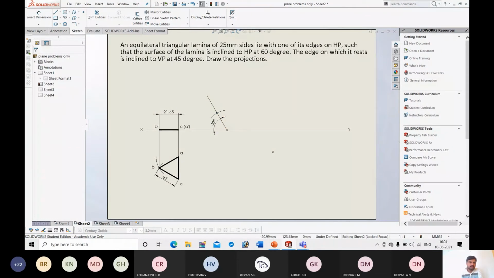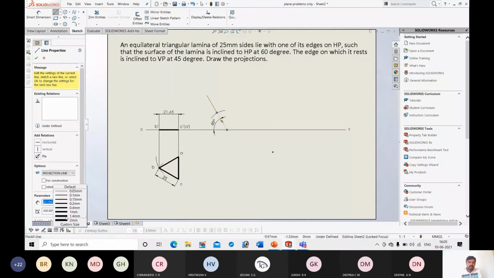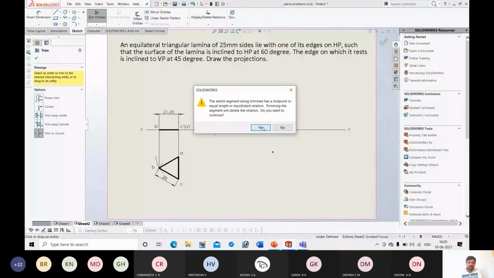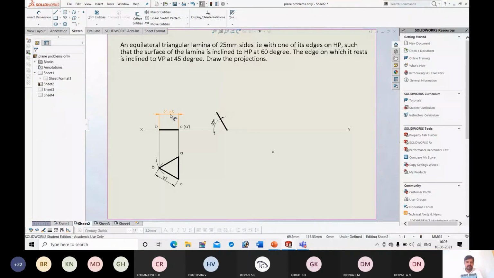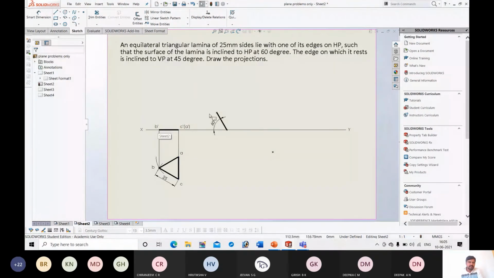Okay, next, I will draw one more line, and this should be a thick line because it is front view. Then I will trim the remaining part. Even this dimension is not required. I am getting the dimension just to get point B.